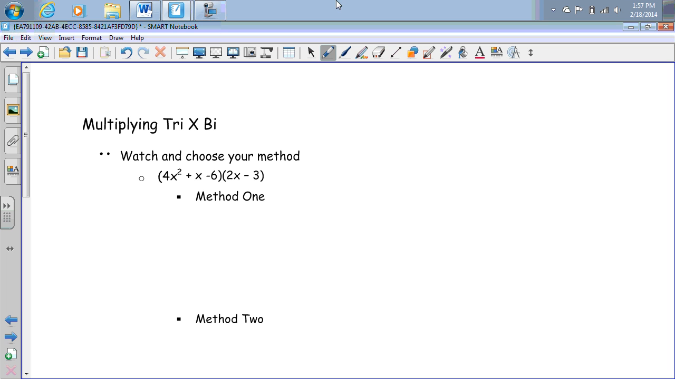So hopefully you're on page 507 with me. And I'm going to work through just example 4 for you, and then I have an extra practice one for you to do on your own, and show me when you're done. But method 1 is using what they call the vertical method.